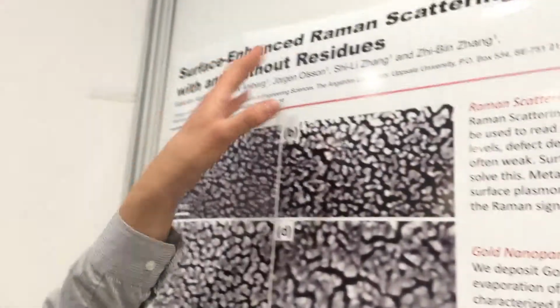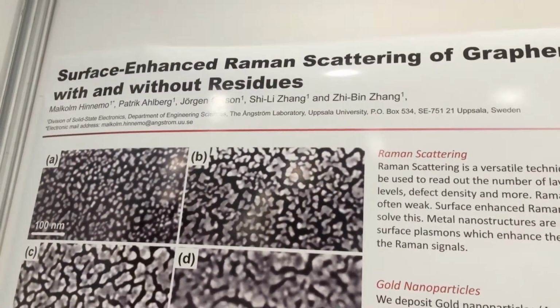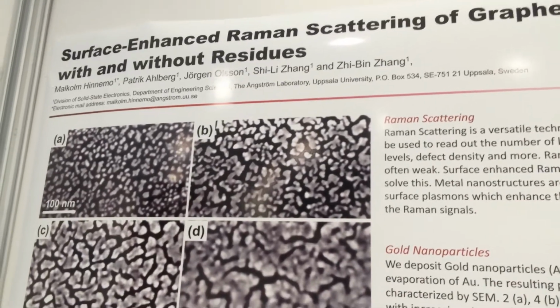My name's Malkolm Hinnemo from Uppsala University in Sweden. What I want to present is surface-enhanced Raman scattering of graphene, and we have compared this with and without residues.